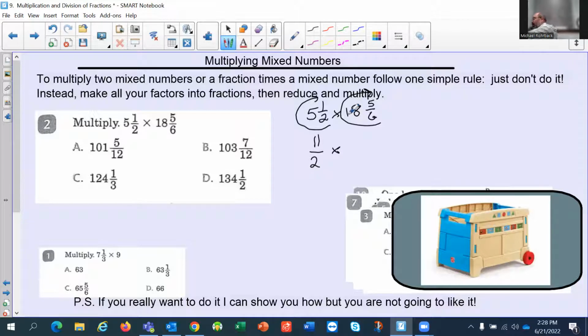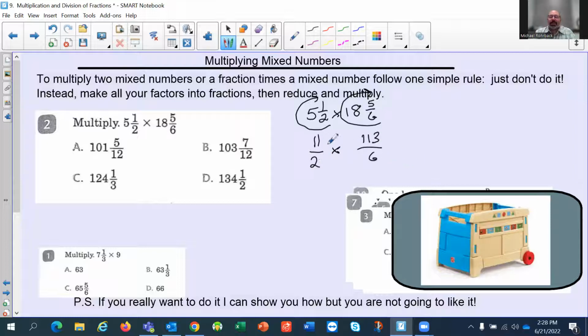Whew, calculator time. And remember, most of the tests, as a matter of fact, I believe in the HISET, you get to use a calculator for pretty much all of it. So you're going to want to get good with your calculator. So 6 times 18 is 108 plus 5. 108 plus 5 is 113/6.